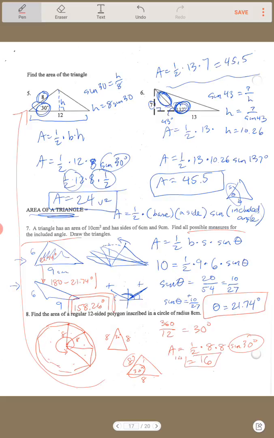Take that area of 16, and how many triangles do you have? You have 12 of them. So the area of 12 triangles is 12 times 16, and 12 times 16 is going to give us a value of 192 centimeters squared.